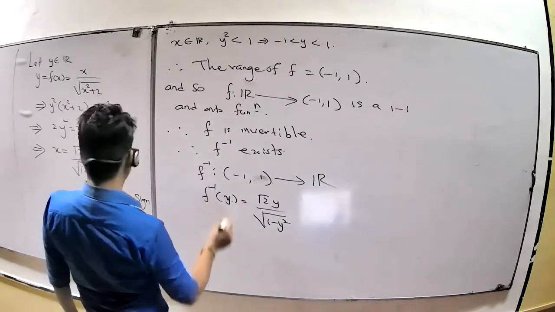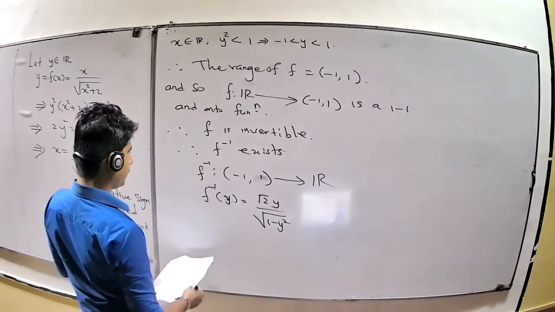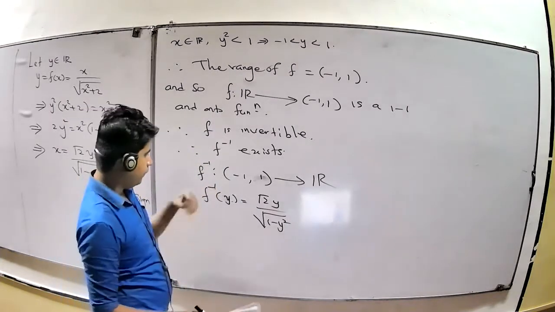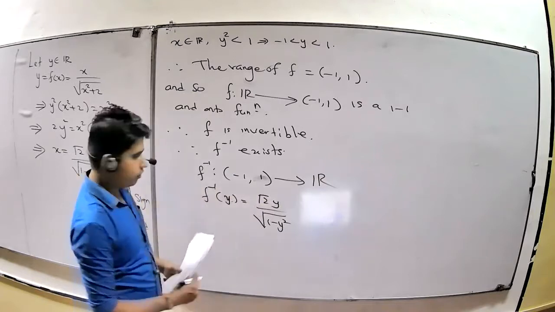It is your x, no? Because f is only means f of x equal to y. Therefore, x equals f inverse y. F inverse y equals this one, equal to x. Okay, it is your inverse mapping.